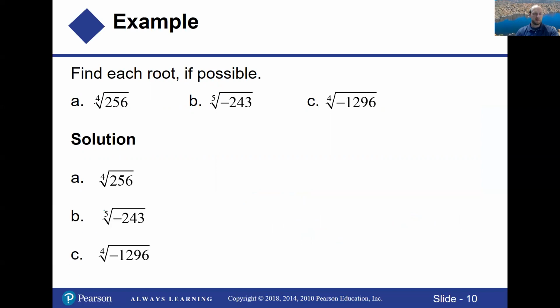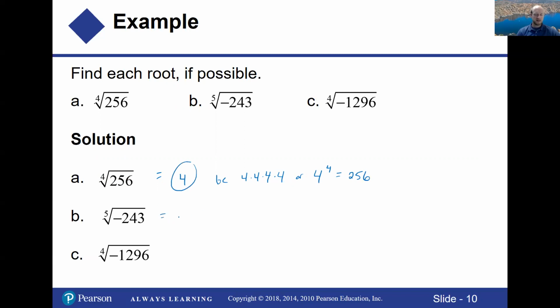Let me just click ahead here. So the fourth root of 256, I can in fact do that. They're both positive, so this is positive, so I don't have to worry about this being an even root. But this is going to be 4. And why is that? Well, that's because 4 times 4 times 4 times 4, or 4 raised to the 4th, is equal to 256. Okay, so this is 4.